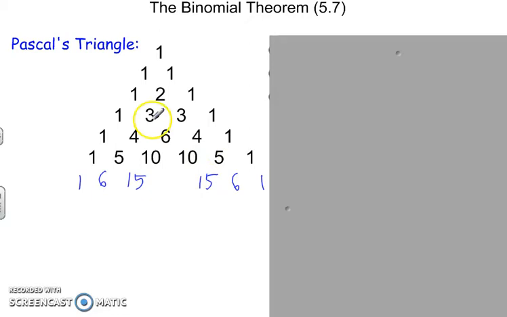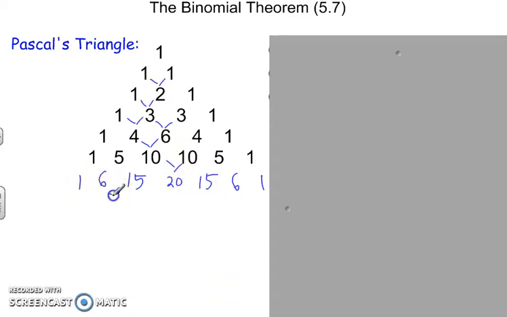So maybe you have trouble finding the pattern. The easiest way to see this pattern is this way. 1 plus 1 is 2. 1 plus 2 is 3. 3 plus 1 is 4. 3 plus 3 is 6. 4 plus 6 is 10. 10 plus 10 is 20. So 20 is the number that does go right there. That's the number we were having trouble with.